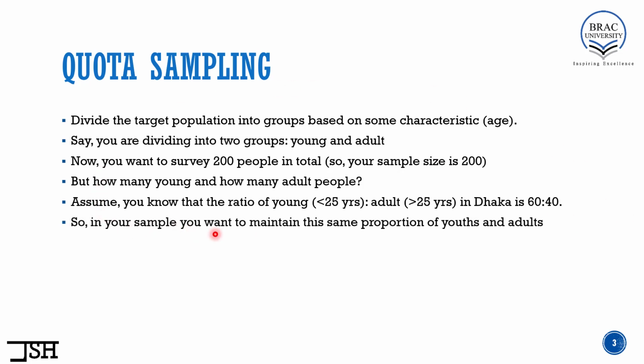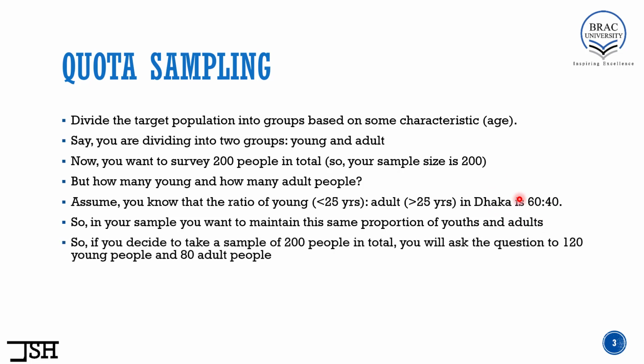So in my sample, I want to maintain the same proportion of youths and adults. So in my sample, I want to also maintain the same ratio, 60 to 40. So what's the next thing I'm going to do? Here it is. So if you decide to take a sample of 200 people in total, you will ask the survey question to 120 young people and 80 adult people.